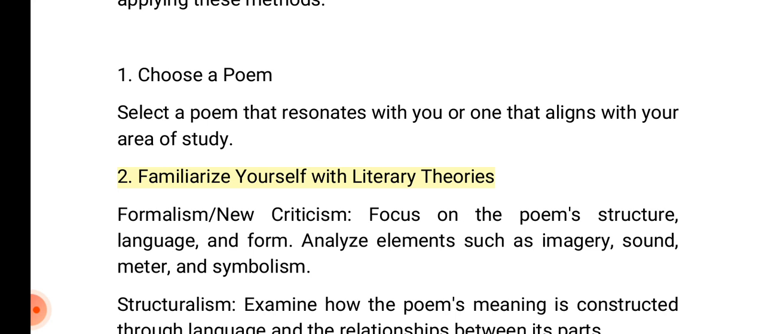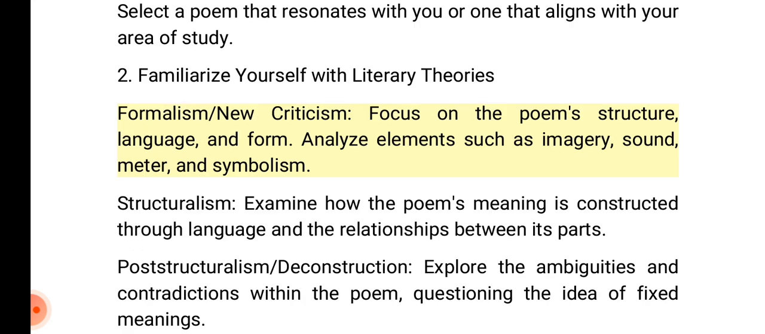2. Familiarize yourself with literary theories. Formalism, new criticism. Focus on the poem's structure, language, and form. Analyze elements such as imagery, sound, meter, and symbolism. Structuralism. Examine how the poem's meaning is constructed through language and the relationships between its parts.